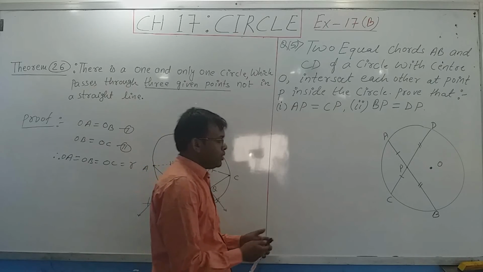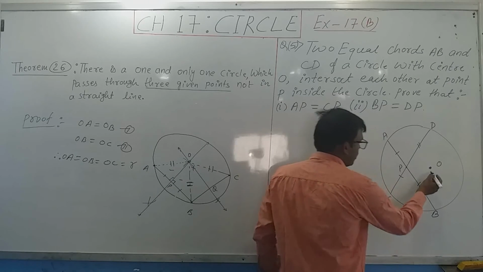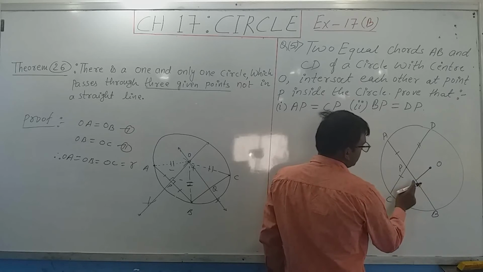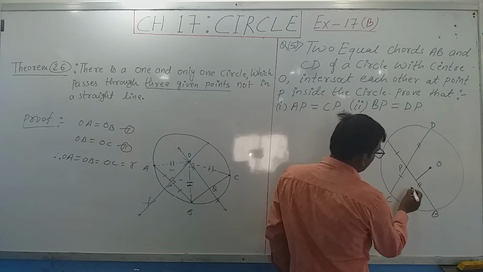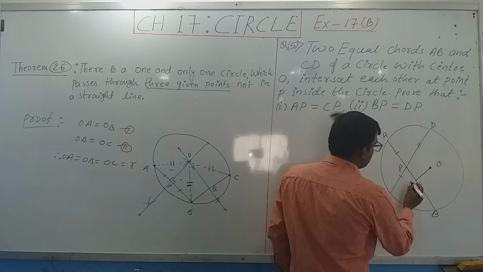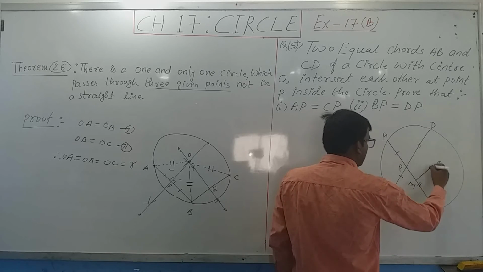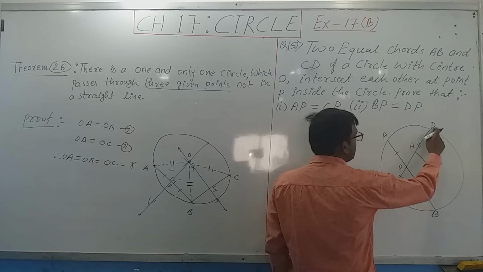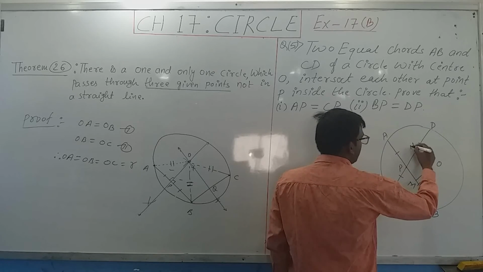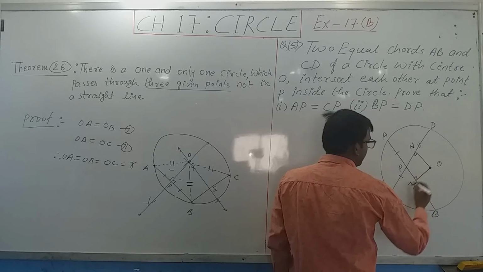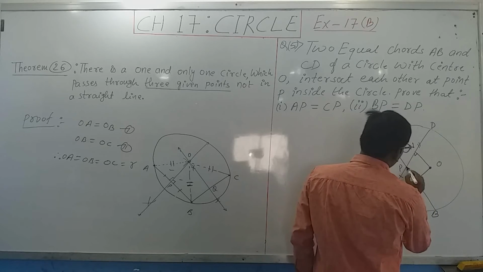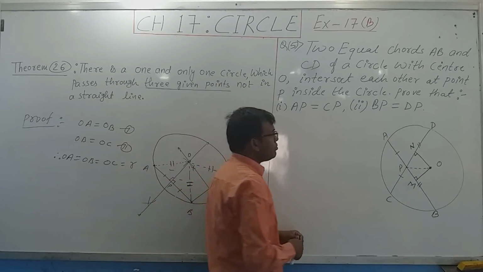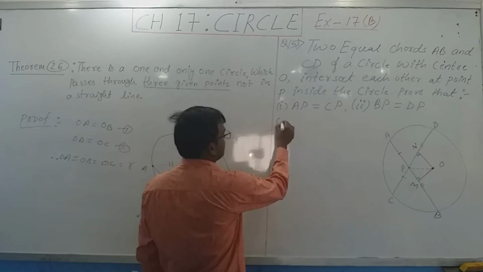So first, draw the constructions. First draw the perpendicular OQ on AB, suppose this is Q, and suppose this is M, and again draw the perpendicular on CD. It is the point M. This is 90 degrees, this is also 90 degrees. And join OP. So first, you just write this in the construction section.